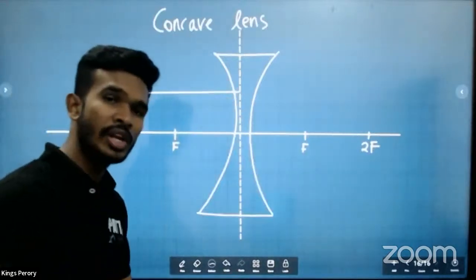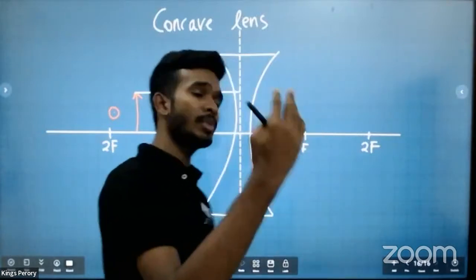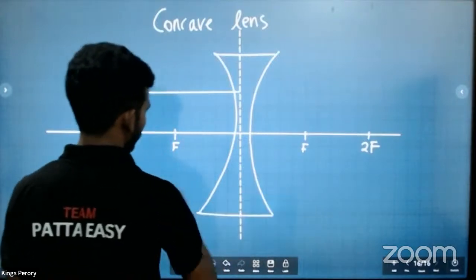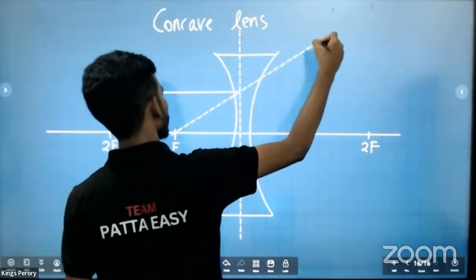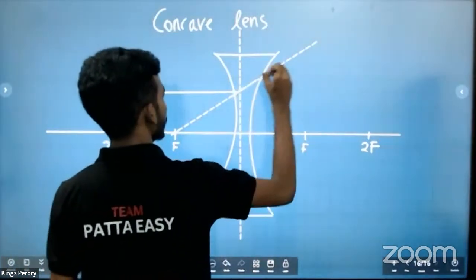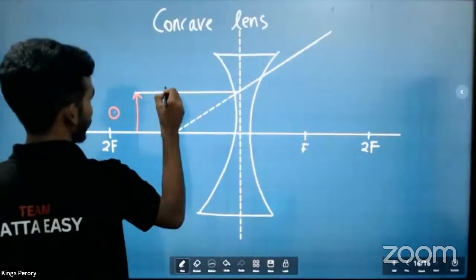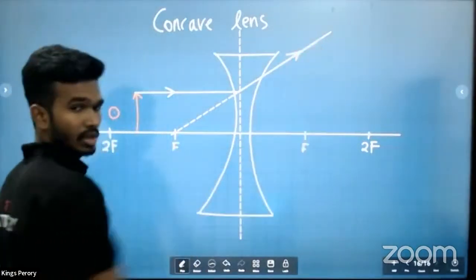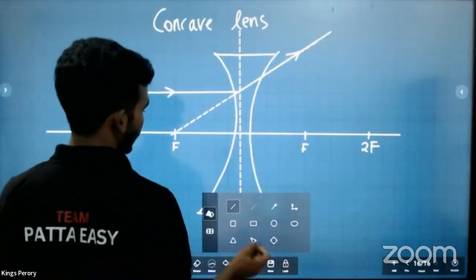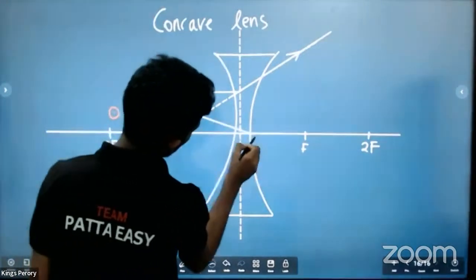Parallel light ray, how will it go? It will refract and go as if it is going from the focal point. So if I draw it, that way the light ray will refract and go. Is one light ray enough? No. Two light rays needed. Same like convex mirror. Here also, second light ray you send through the optical center.